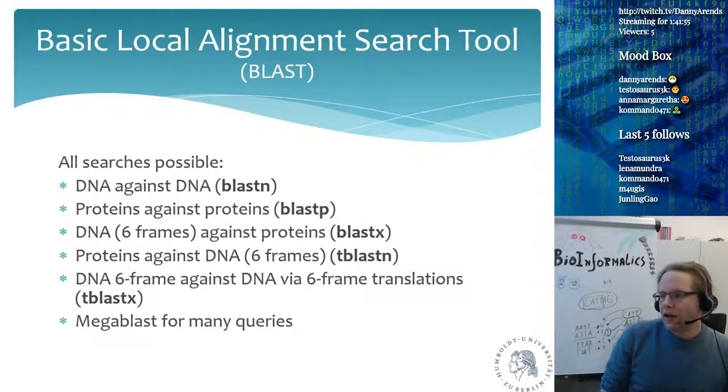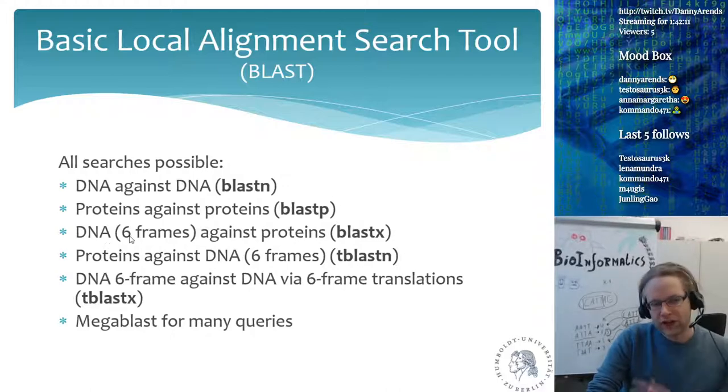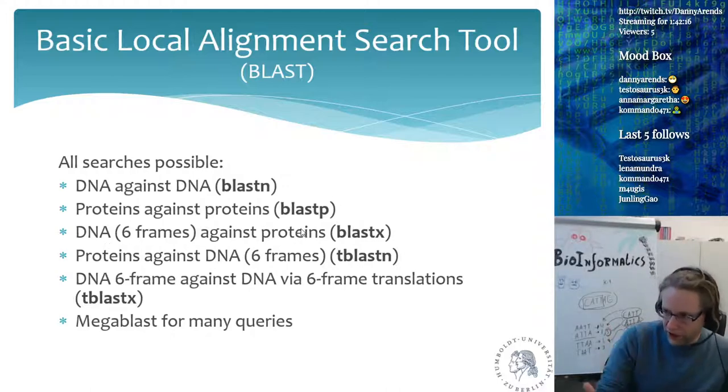So when you look at BLAST, the BLAST tool is very smart, right? So you have different versions of BLAST. So you have DNA against DNA, then you use BLAST-N for BLAST nucleotide. You can BLAST proteins against proteins, which is called BLAST-P. Then you have DNA 6 frames against proteins. So this means that my input is a DNA sequence, but I can search against a protein database. This is called BLAST-X, for translation or something, X. I don't know exactly why it is X.